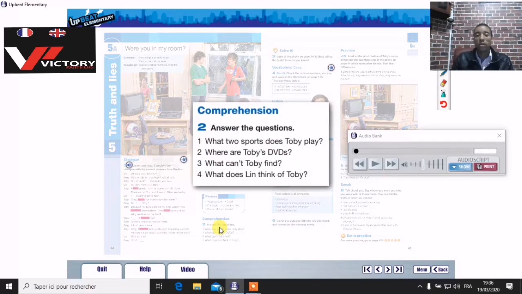Now we go to comprehension. So we have 4 questions. What two sports does Toby play? The second question, where are Toby's DVDs? The third, what can't Toby find? The fourth question, what does Lynn think of Toby? In your opinion, or after listening to the dialogue, what is the answer for number 1?